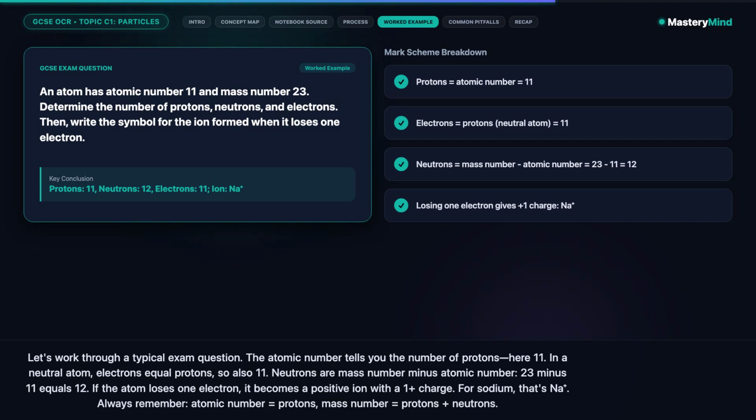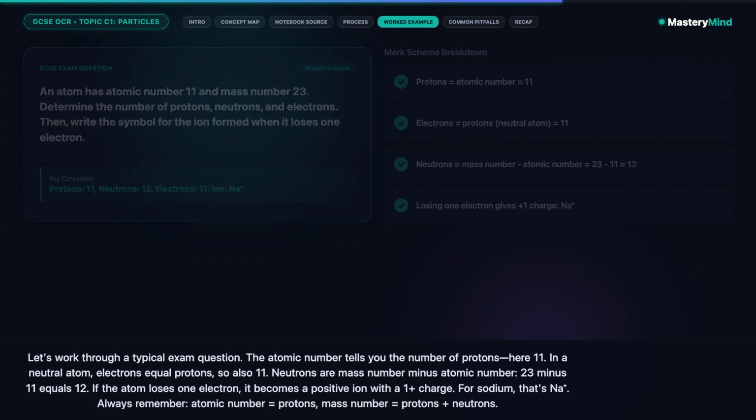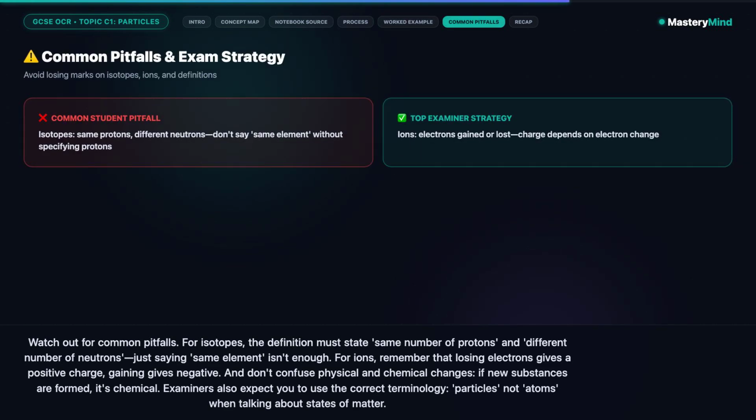Watch out for common pitfalls. For isotopes, the definition must state same number of protons and a different number of neutrons, just saying same element isn't enough. For ions, remember that losing electrons gives a positive charge, gaining gives negative. And don't confuse physical and chemical changes. If new substances are formed, it's chemical. Examiners also expect you to use the correct terminology, particles not atoms, when talking about states of matter.